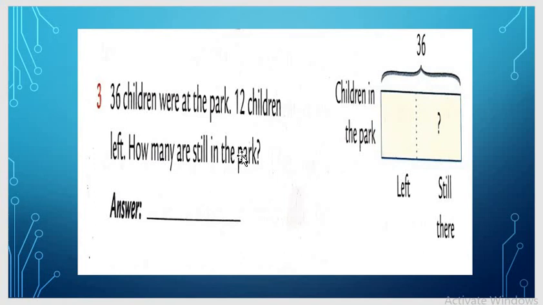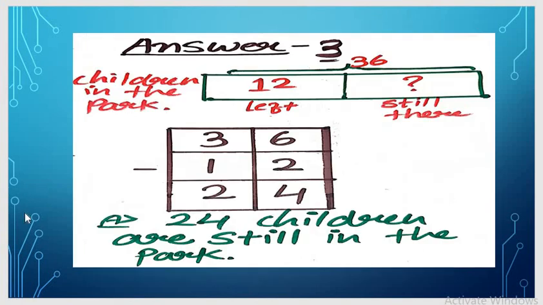It means what? How many are still in the park? Okay, 36 children in the park and 12 children left. So children in park, left and still there. So now check the answer. Children in park, total 36 and left is 12 and still there, we don't know. So what to do? 36 minus 12. How many?